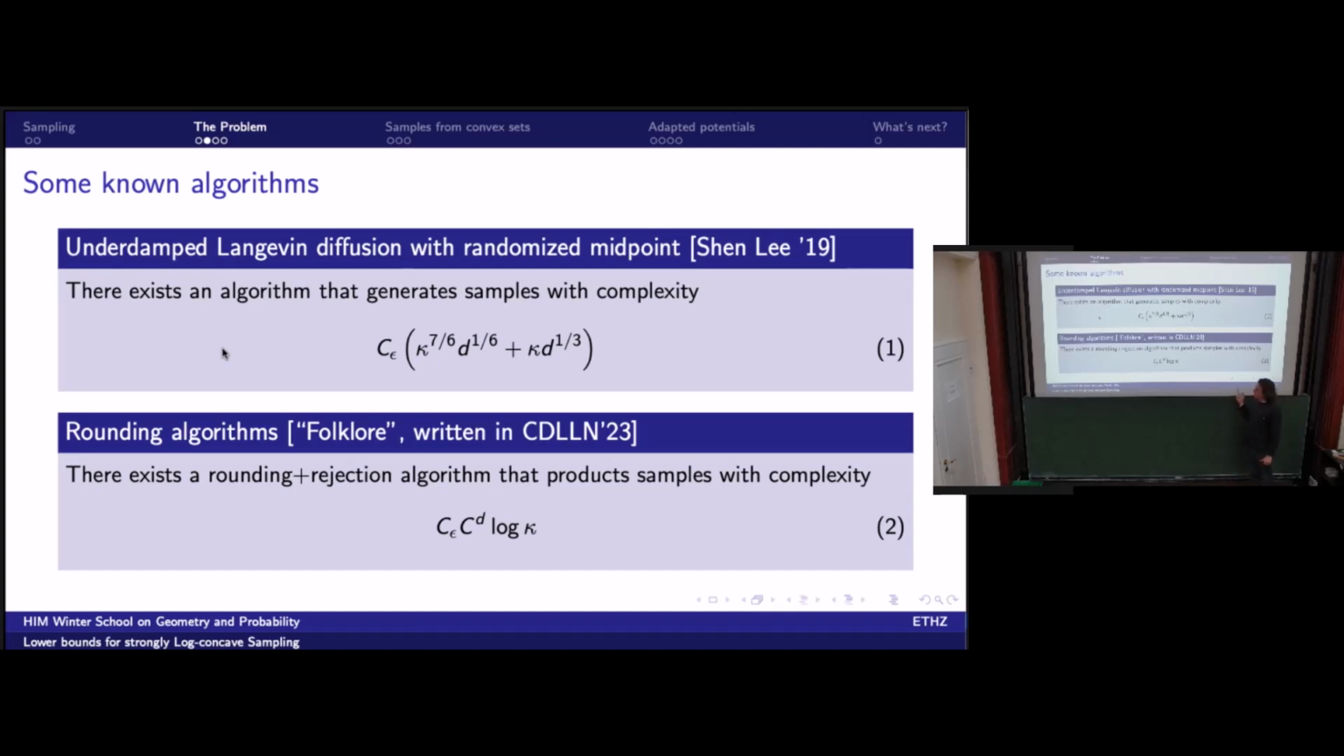However, there are other algorithms. These log-concave distributions are not Gaussians, but they look like bumps, morally. So you can do a procedure where you get your bump and you make it sort of round first, and once it's round, you sample.